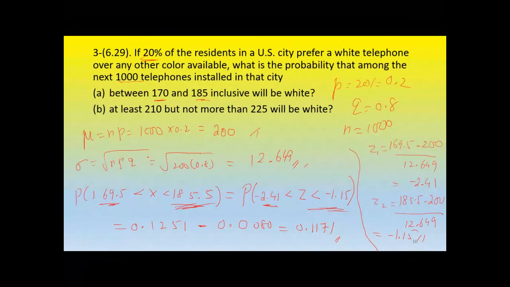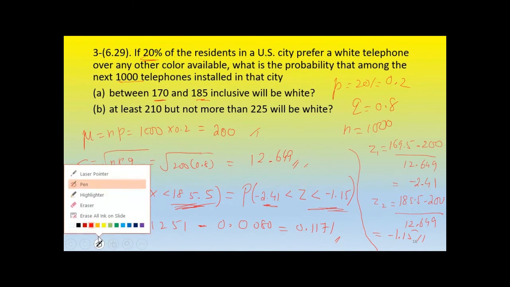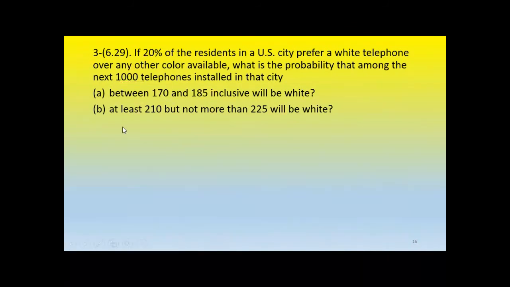And now remember this mu and sigma. We will solve case B. What is mu? What is sigma? Mu is 200. Sigma is 12.649. Case B. Now read this one, 210. We will consider as 209.5. This is the correction factor. So probability of 209.5 less than x less than 225.5.